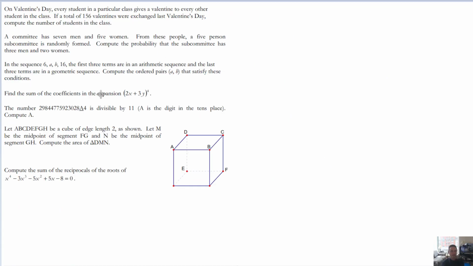On Valentine's Day, every student in a particular class gives a Valentine to every other student. A total of 156 Valentines were exchanged. Compute the number of students in the class. All right, that one we will not do.